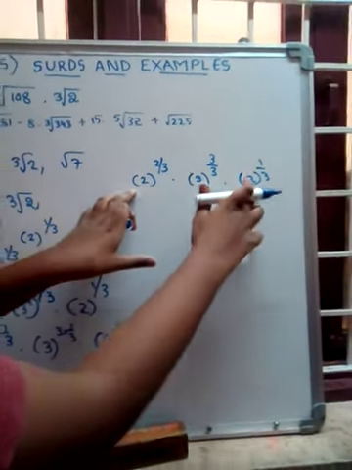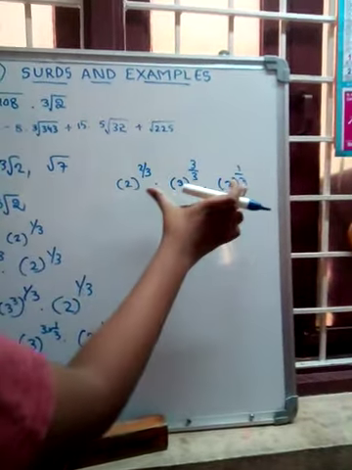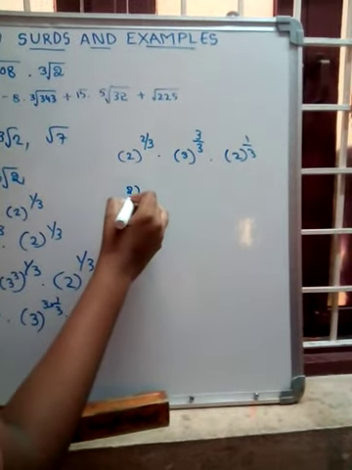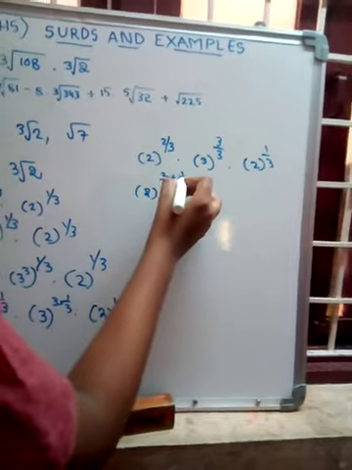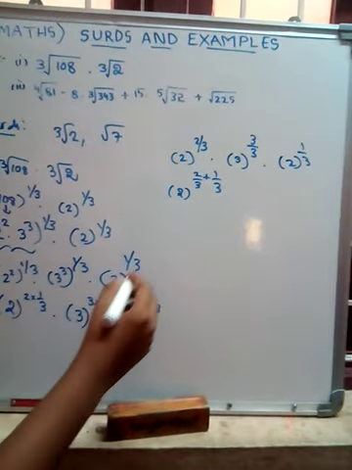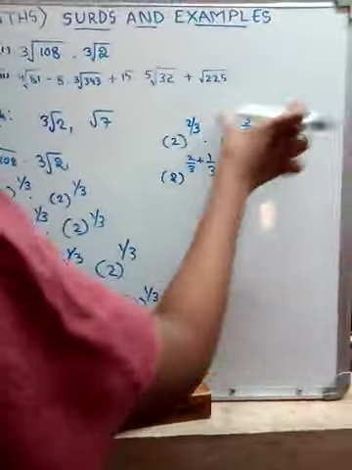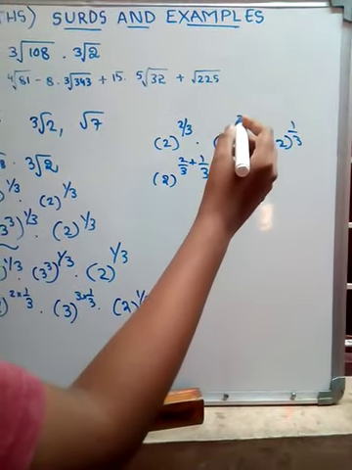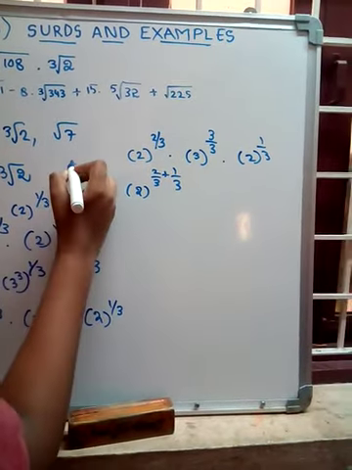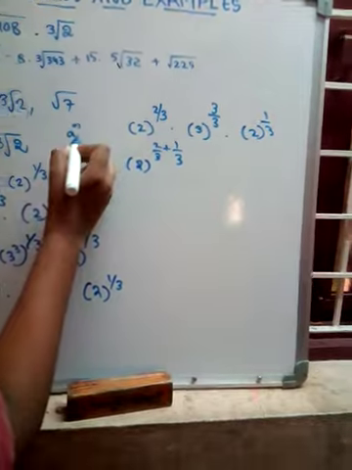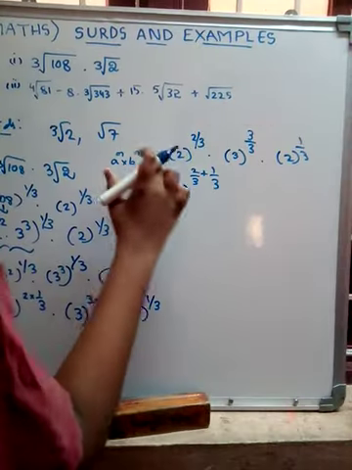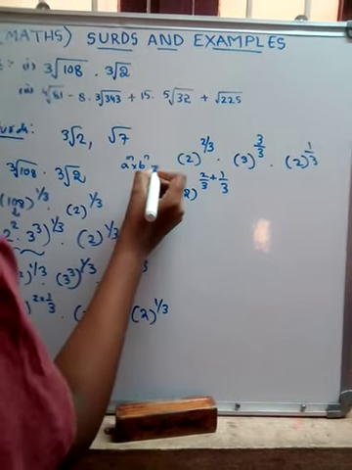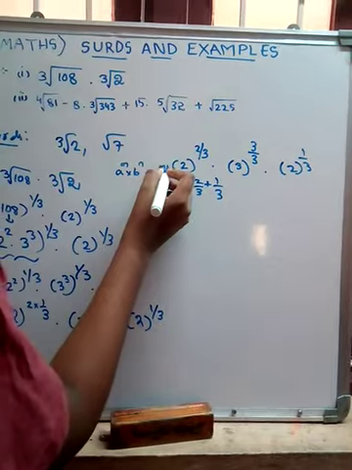Now here the bases are the same, so add the powers only for 2 by 3 plus 1 by 3. This is the formula: if bases are the same, powers should be added. That formula is a to the power of m into a to the power of n. Here the powers are different, which gives a to the power of m plus n.